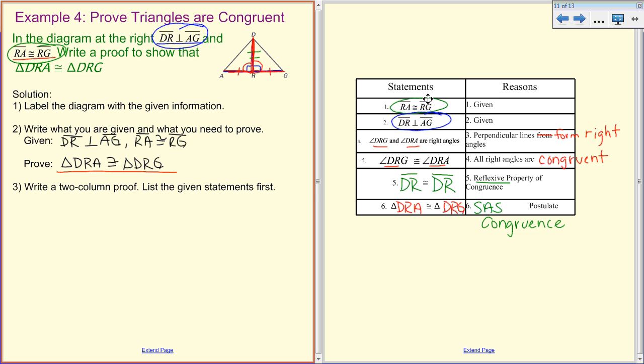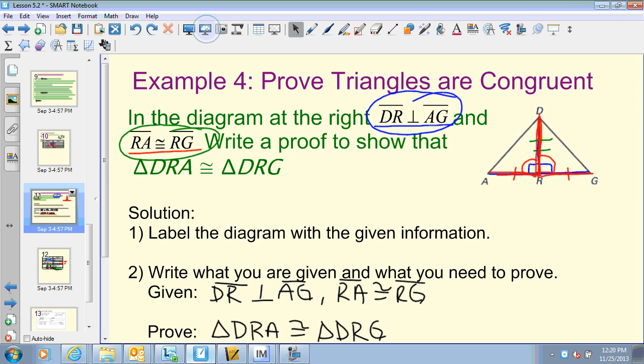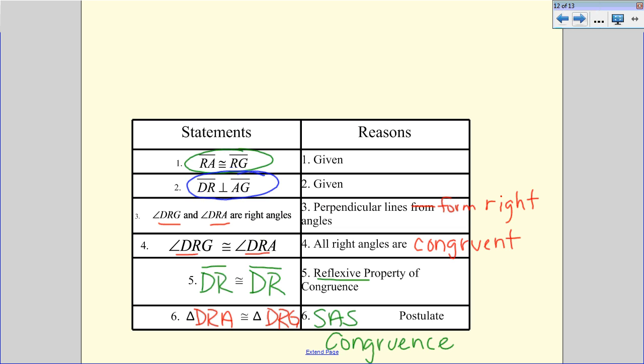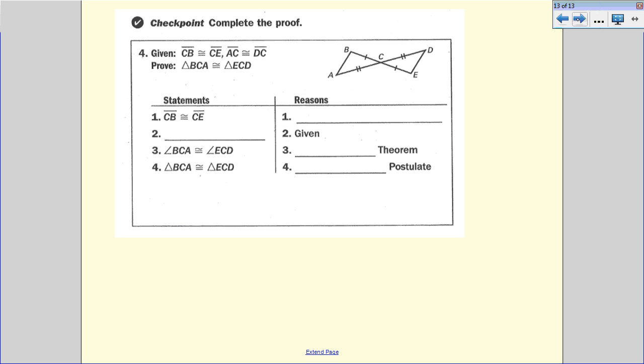All right. So, ladies and gentlemen, if we take a look through here. Sorry, guys, I'm switching boards on you. This is our checkpoint. We will do this in class tomorrow.